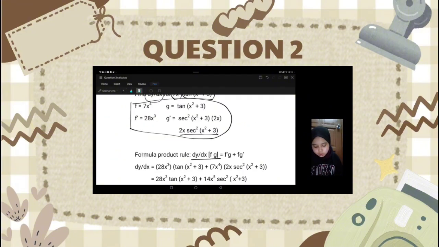And then we use the product rule formula, which is dy over dx equals f prime g plus f g prime. We substitute the values into this formula, and we multiply f prime with g plus f multiplied with g prime, and the final answer is 28x to the power of 3 tan(x squared plus 3) plus 14x to the power of 5 sec squared of x squared plus 3. Thank you.